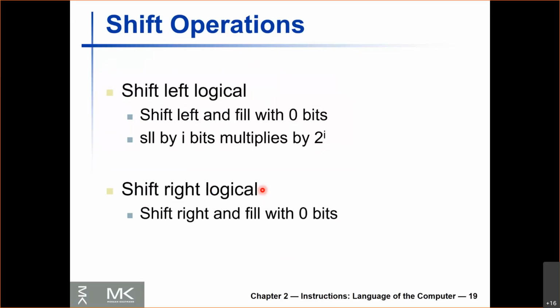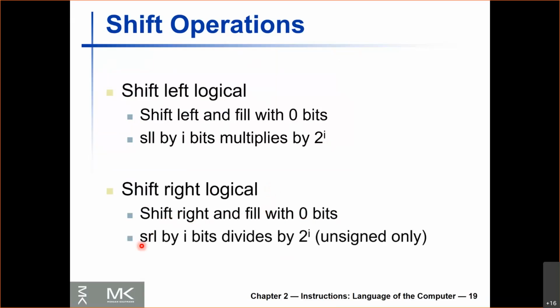Shift right logical: if we shift a value right, we're going to have empty bits appearing on the left, so we can fill those with zeros. Not always, by the way. We can also fill them with ones if we have a negative value. So how shift right behaves is different based on signed or unsigned integers. And SRL, which is the instruction for shift right logical, if we shift right logical by I bits, this is equivalent to dividing by 2 to the power I. And this only is equivalent for unsigned values, not for signed values.